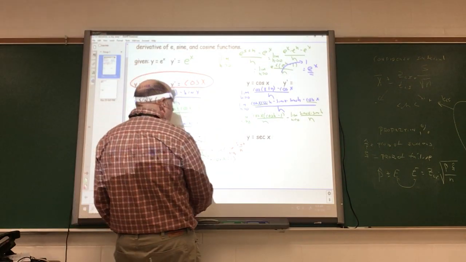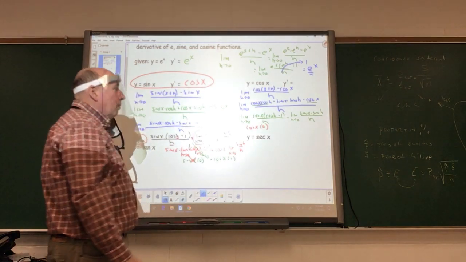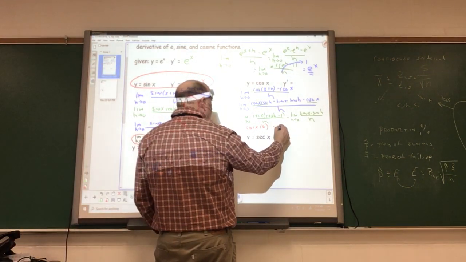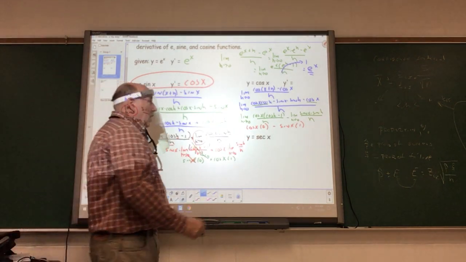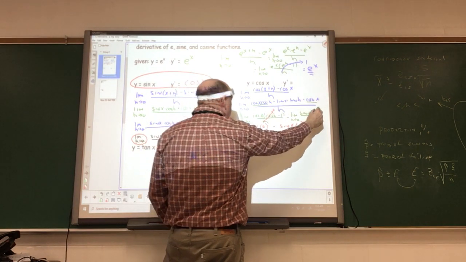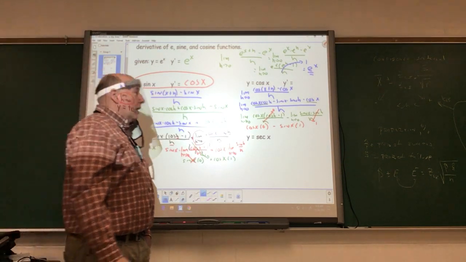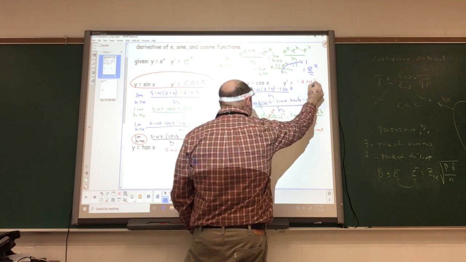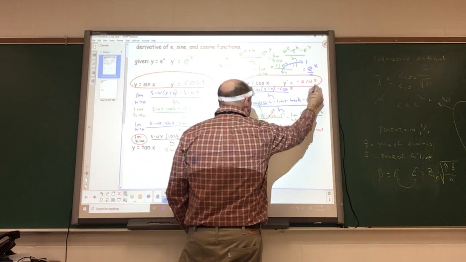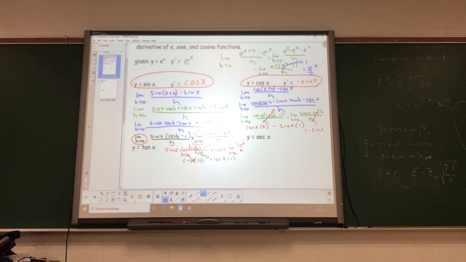And what will happen is this will turn into cosine of x times 0 minus the sine of x times 1. This value here will go to 0. This value here will go to 1. So we're left with a negative of sine of x. So you take the derivative of cosine, you get negative sine of x. Derivative of sine is cosine, derivative of cosine is negative sine.